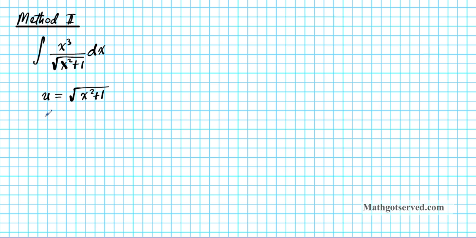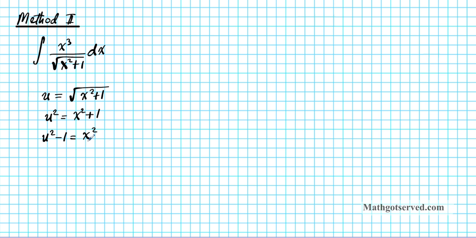If we square both sides, we'll have u squared equals x squared plus 1. If we subtract 1 from both sides, we have u squared minus 1 equals x squared. So we basically have a replacement for x squared plus 1. Now, how about the x situation? How are we going to do that?